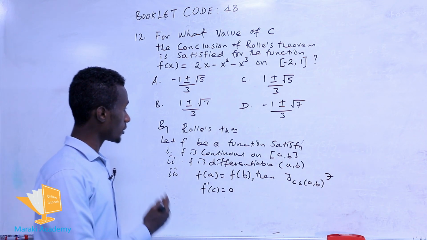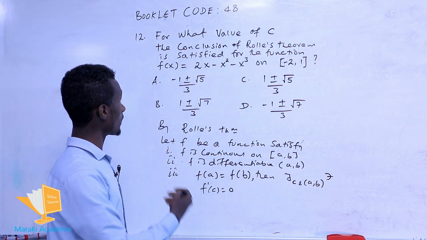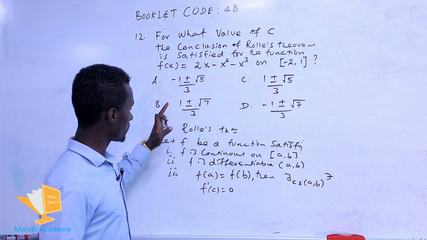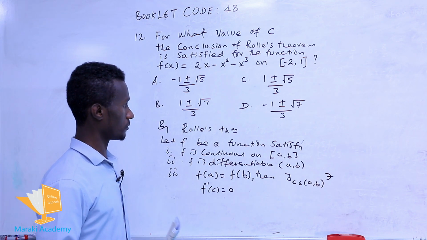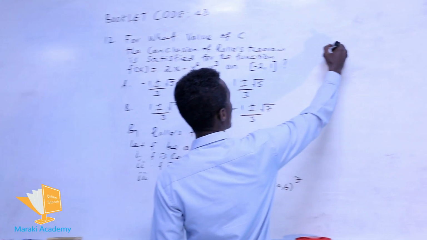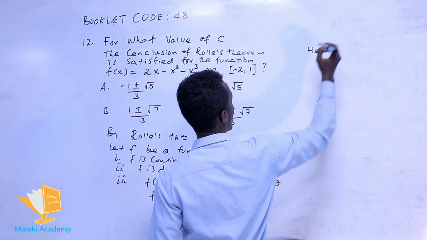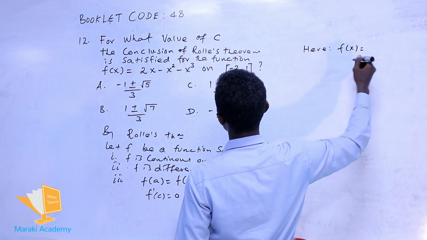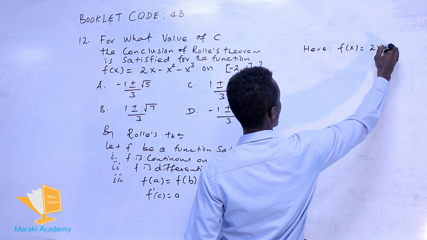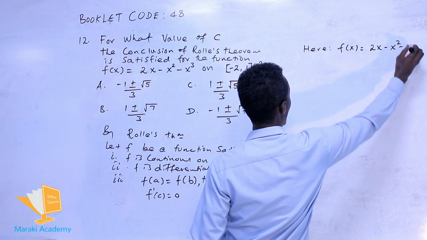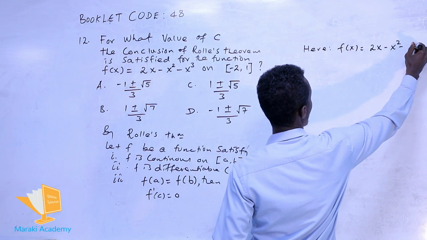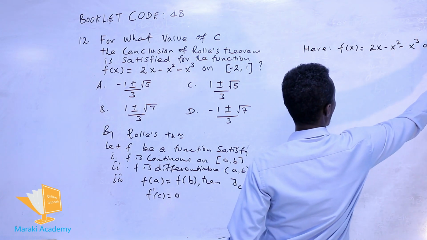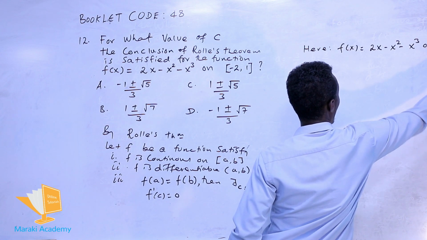First of all, we must check the given function satisfies these three conditions. Here, our function is the function f of x, which is equal to 2x minus x square minus x cubed on the closed interval minus 2 and 1.